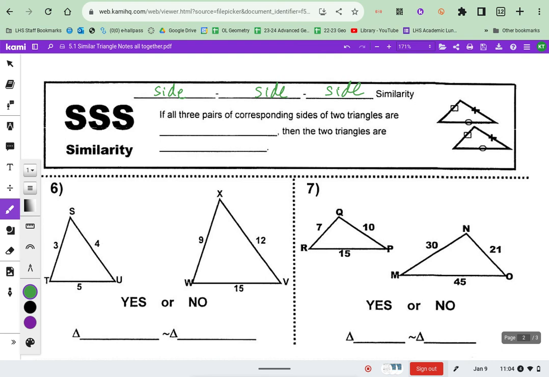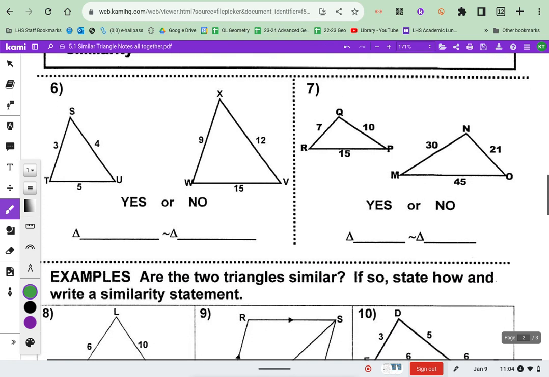And this one says, if all 3 pairs of corresponding sides of 2 triangles are proportional, then the 2 triangles are similar. So for these, we're going to set up 3 proportions and then make sure that all 3 of them reduce to the same fraction. So on number 6, I like to do small over small, medium over medium, large over large.